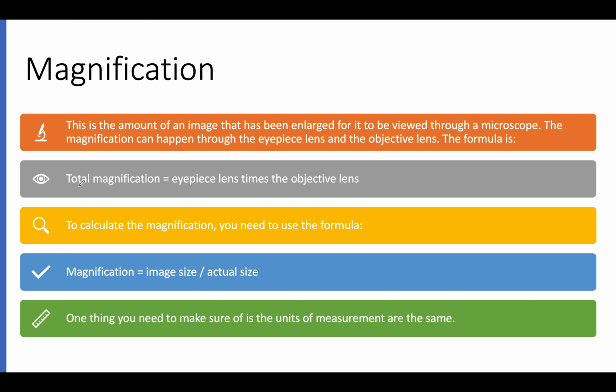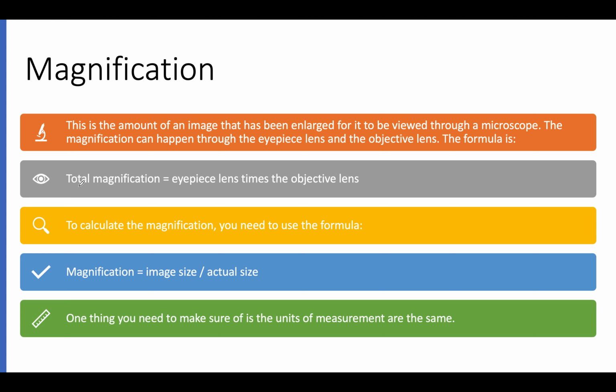The total magnification is the eyepiece lens multiplied by the objective lens. To calculate the magnification of an image, you need to use the formula magnification equals image size divided by actual size. This is another equation that you're going to be given in an exam, but like I said, it's better if you know it. So there's loads of equations involved in magnification.